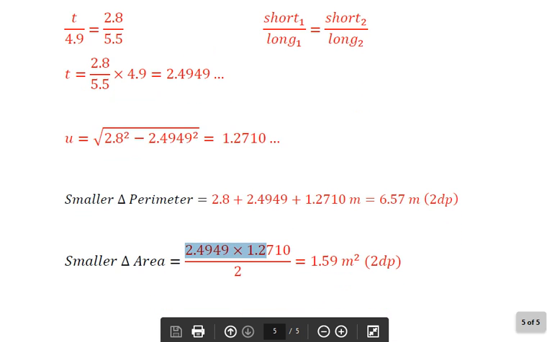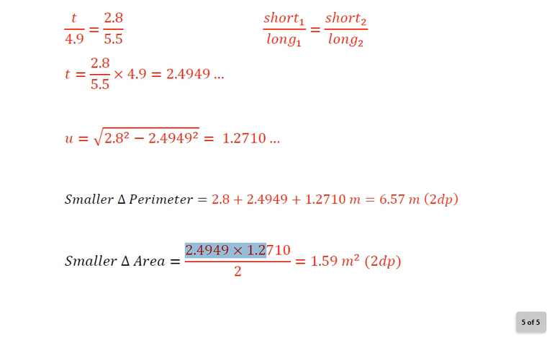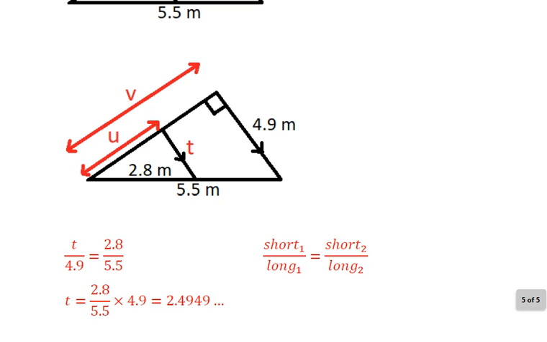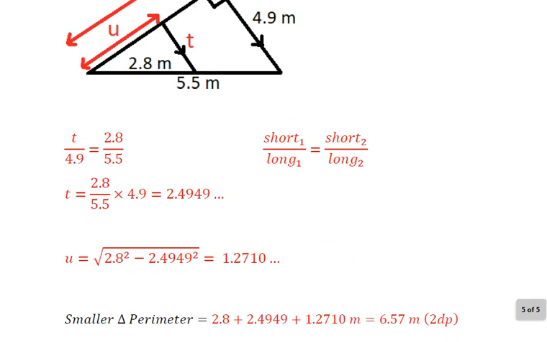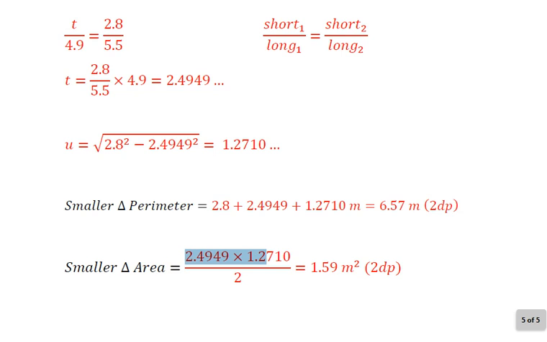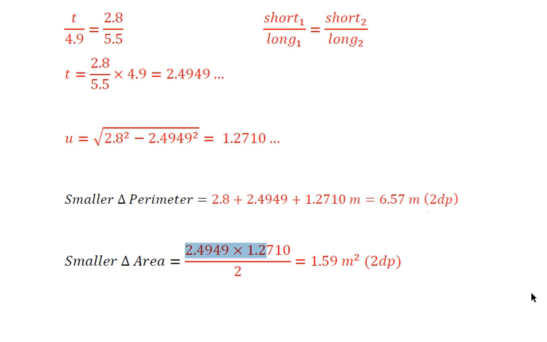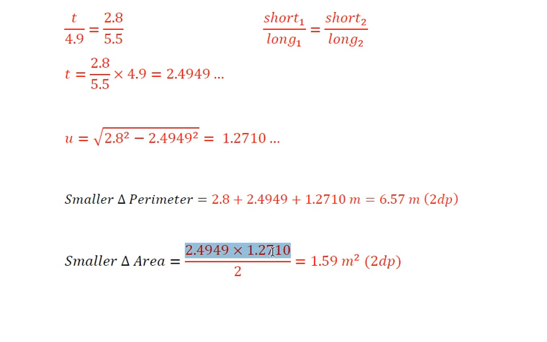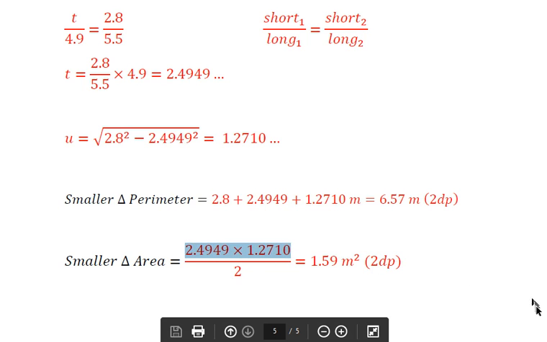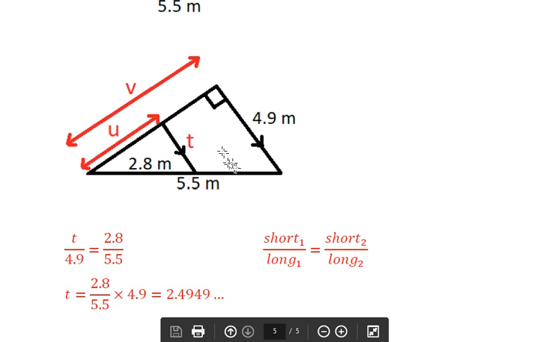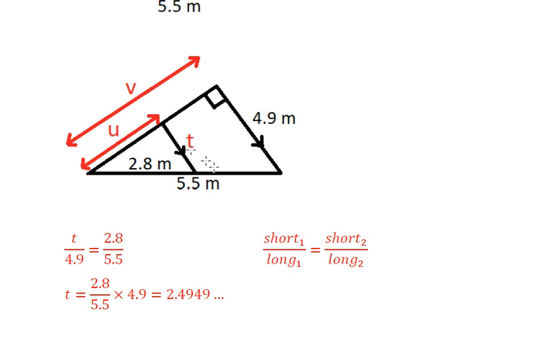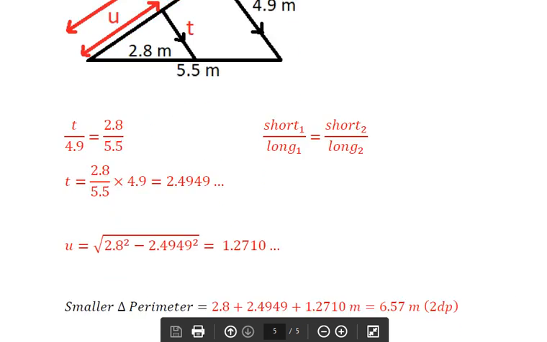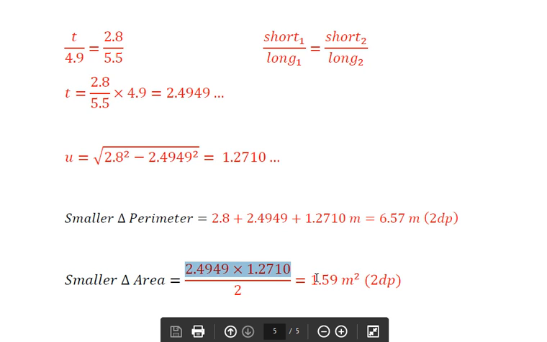Alright, so we've got 1.2710 times, anyway, it doesn't matter what order, that's the U and the T, and you're multiplying them across. So multiplying those two sides, the U and the T, which are the shorter sides of the triangle. You always use the shorter sides next to the right angle. Multiply them together, divide by 2, and you end up with your area there. It has to be meters squared.